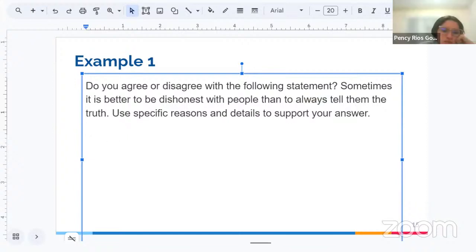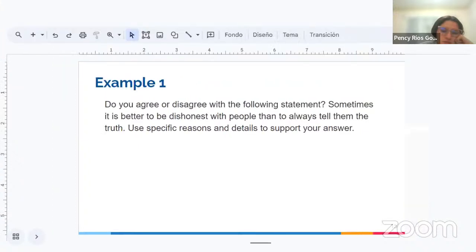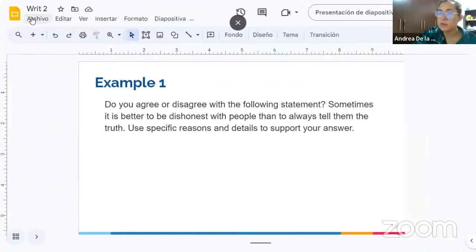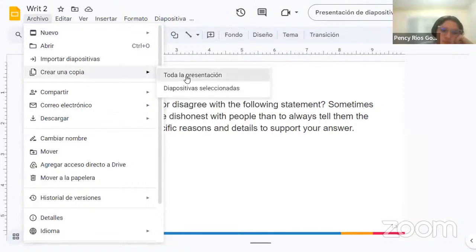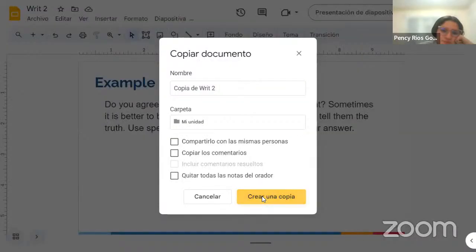I disagree with this statement. Okay, so you think it's better to always be honest, right? Yes. Okay, that's perfect. So let's go with that one.